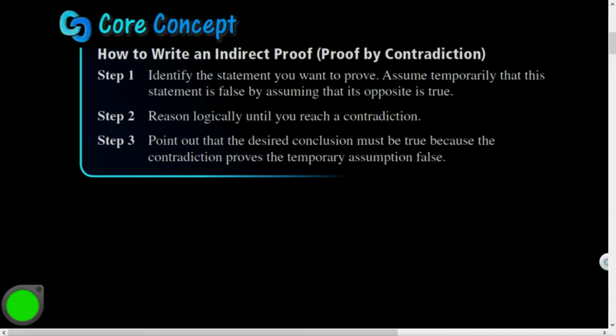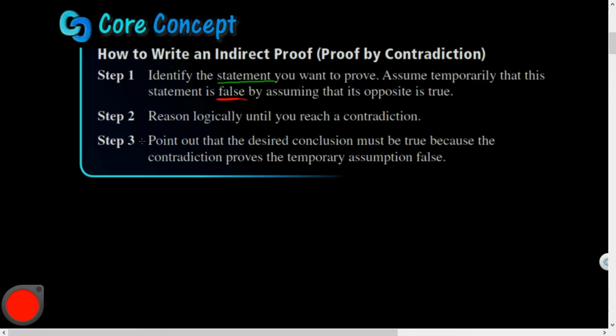It says identify the statement you want to prove. So there's something that I want to have be true, some statement that I want to be true. Assume temporarily that it is false. So I'm pretending, guys. We're pretending that it's false. I don't really believe that it's false. I want to make sure you guys are on the inside of what I'm doing here. So we'll temporarily assume that this statement is false by assuming that its opposite is true.